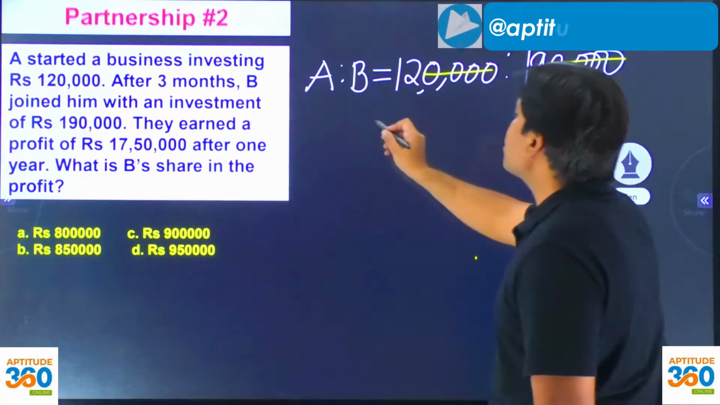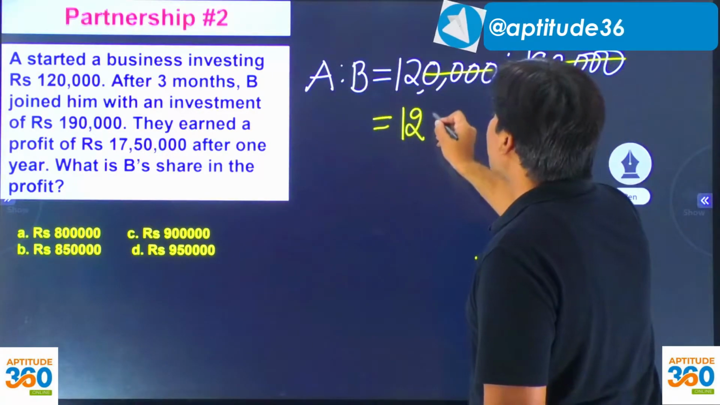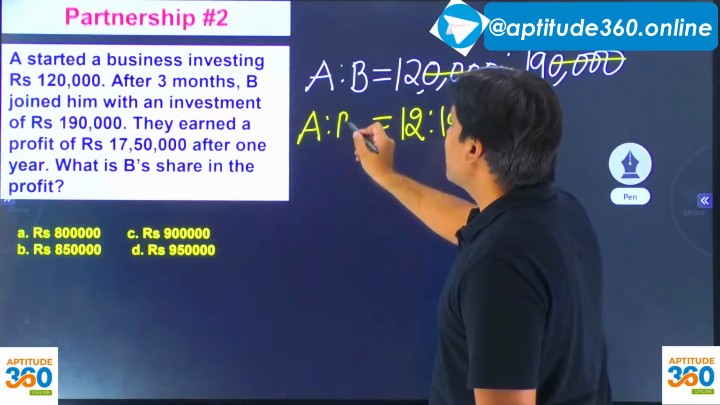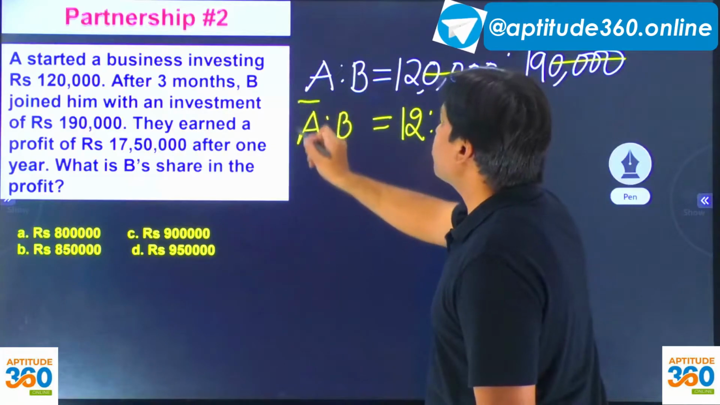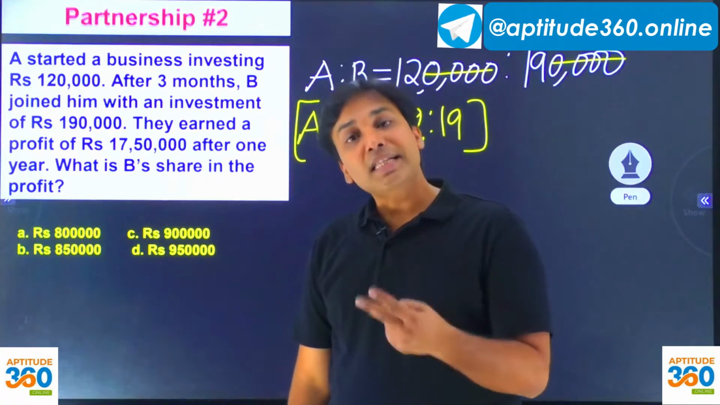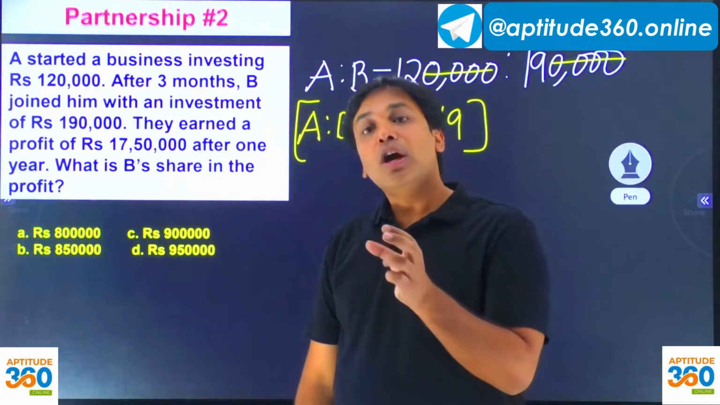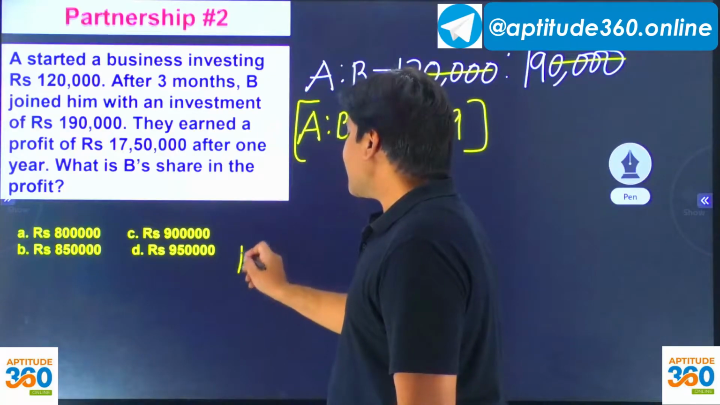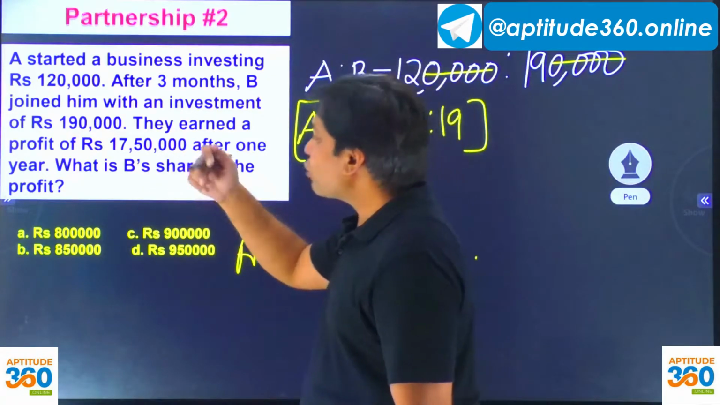And what is the ratio of their investments? That is coming out as 12:19. That you can write by reading the problem itself. You don't even have to solve this one. Is that okay? Now, what is the second step? I should be finding out what is the ratio of their time periods. So A कितने दिन है बिजनेस में, आप देख लो. पहले तो ये देख लो बिजनेस है कितने दिन का.